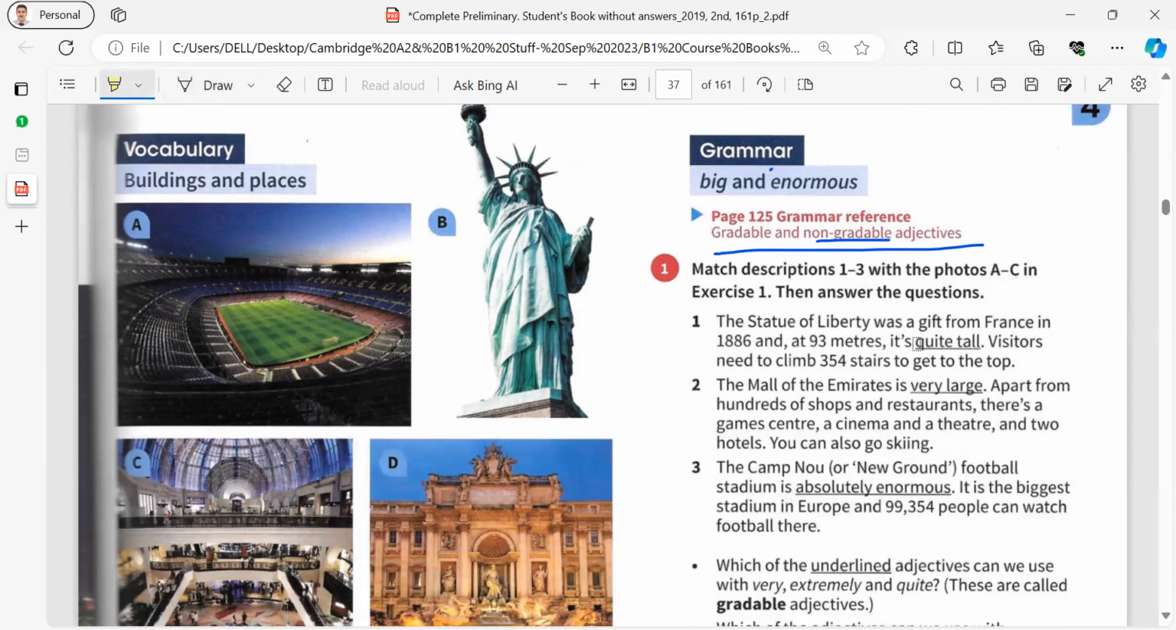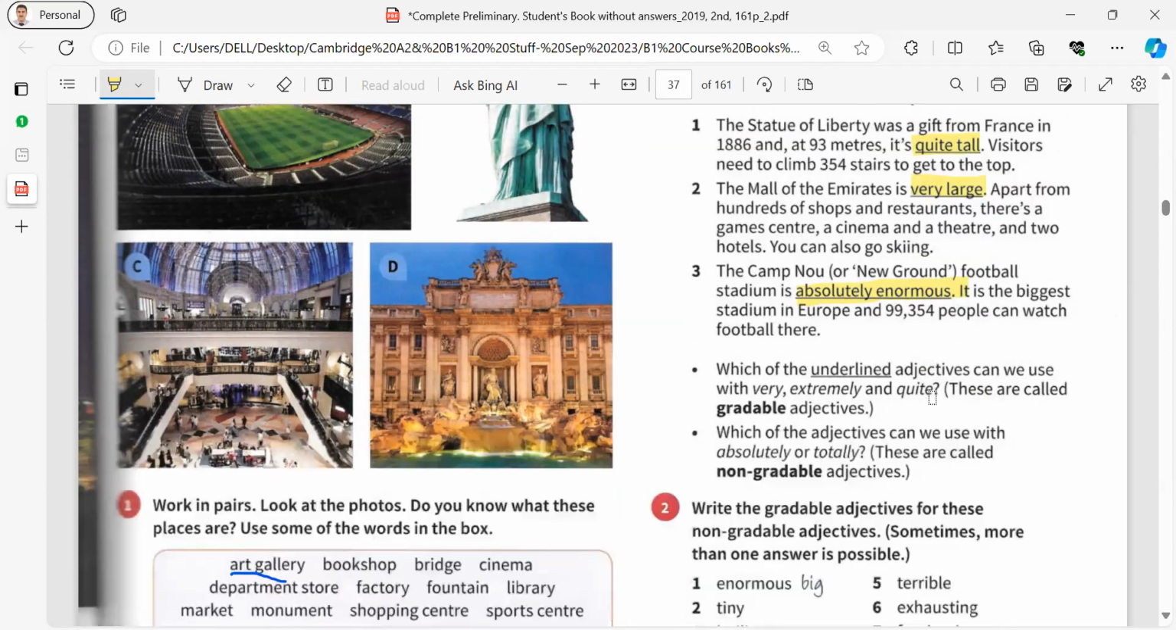Tall, just an example, Nawaf, quickly please. Can you say very tall? Yes, you can say very tall, quite tall. Why? Because it's a gradable adjective. Type very large. Yes, you can say very large. But enormous, Nawaf, because as I told you, enormous is a non-gradable adjective. Use absolutely enormous. Okay. Clear?